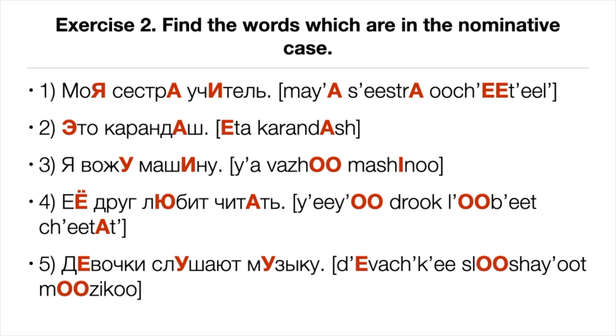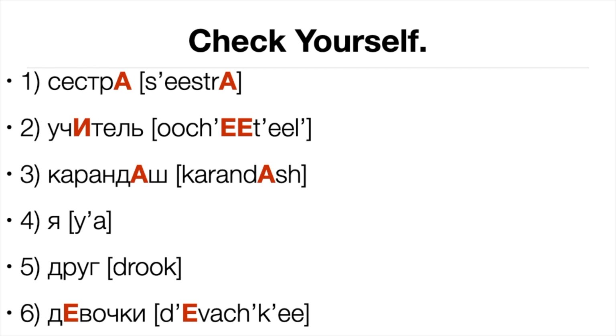Pause the video and find the words which are in the nominative case in these sentences. Check yourself. Number 1. Сестра. Number 2. Учитель. Number 3. Карандаш. Number 4. Я. Number 5. Друг. Number 6. Девочки.